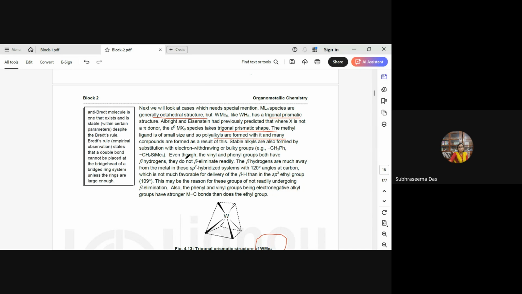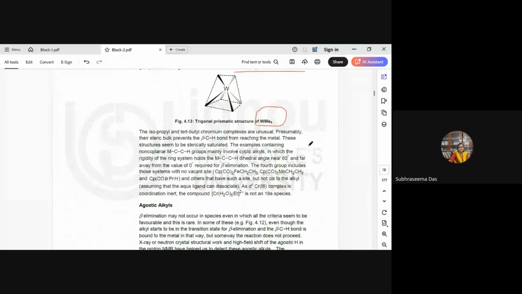Even though the vinyl and phenyl groups both have beta hydrogens, they do not eliminate beta hydrogens readily, so beta elimination does not occur. The beta hydrogens are much farther away from the metal in these sp2 hybridized systems, which does not favor delivery of the beta hydrogen. This may be the reason that these groups do not undergo beta elimination. Plus, the phenyl and vinyl groups have stronger M-C bonds than the ethyl group. So that is a typical case of WMe6.